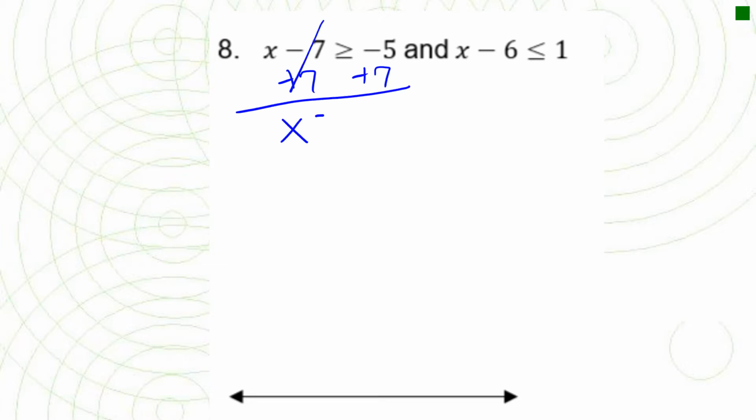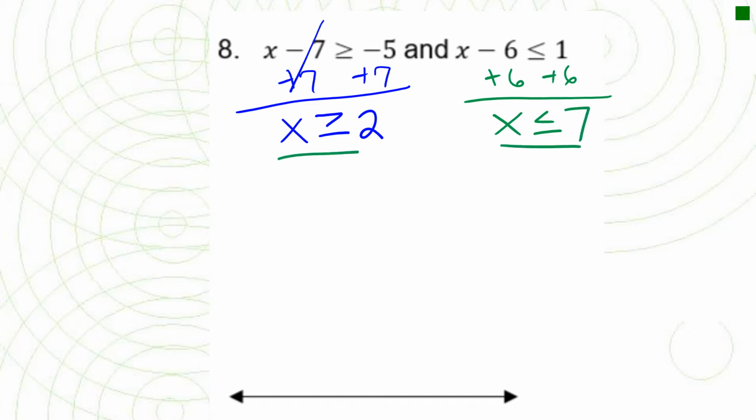These cancel out, and I get x is greater than or equal to 2. Now I move over to the right, and I have x minus 6 is less than or equal to 1. So I add 6 to both sides, and I get x is less than or equal to 7. So now I have my two inequalities, and it's an and.